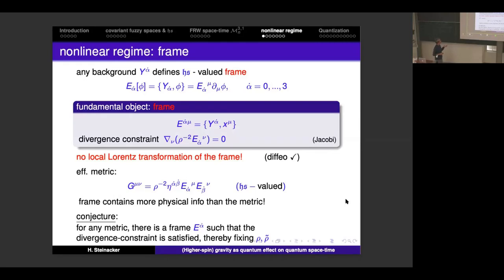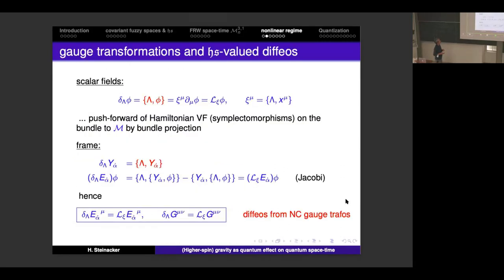Let me phrase the conjecture here: for every given classical metric, there is a frame which satisfies this constraint. Actually, we haven't proved that yet. It shouldn't be so hard. And if you do that, then it will probably also pretty much uniquely specify the dilaton and the axion. This is what I meant with there is more physical information. This needs to be clarified. Anyway, now you have this frame, and I should explain the gauge transformation.